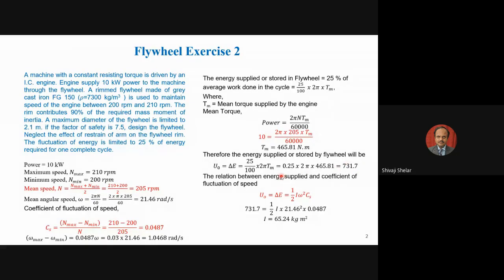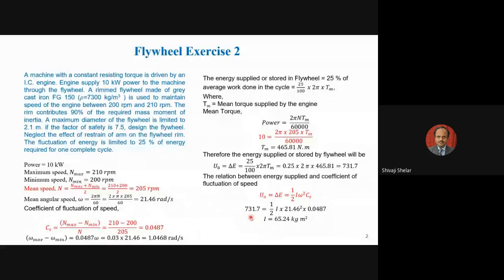Now the relation between the energy supplied and the coefficient of fluctuation of speed is given as U naught equal to delta E equal to 1 by 2 I omega square Cs. From this relation, since we know U naught, omega and Cs for this problem, we can determine the mass moment of inertia of the flywheel required here.